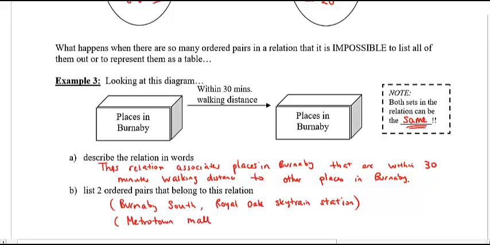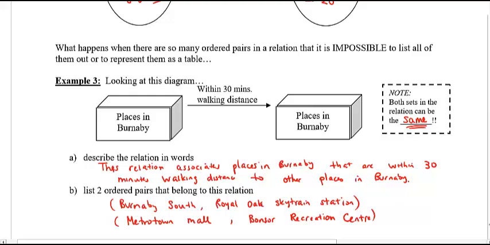And where would I go after that? Oh, maybe the Bonsor Recreation Center. Okay, those are both places in Burnaby, and I can get there within 30 minutes. Alright, and you might have some more examples, but those are the 2 I have chosen.